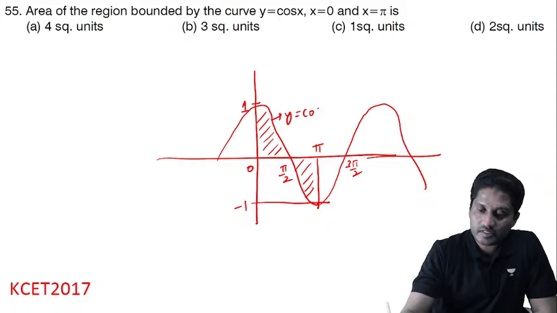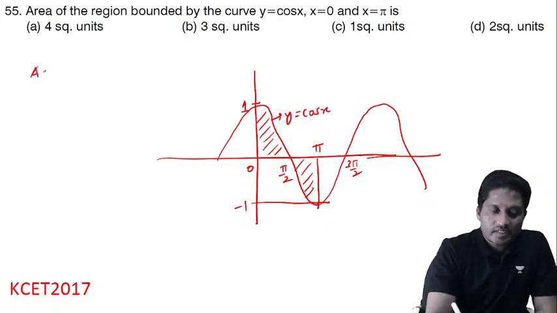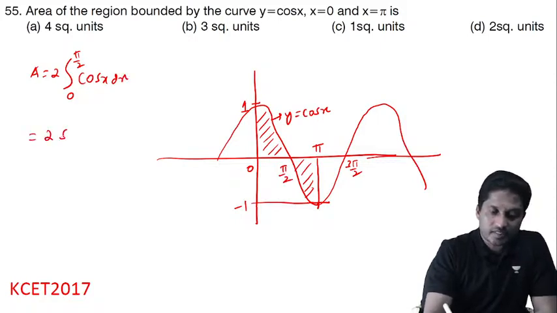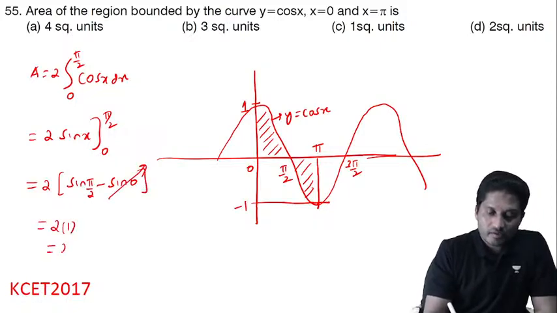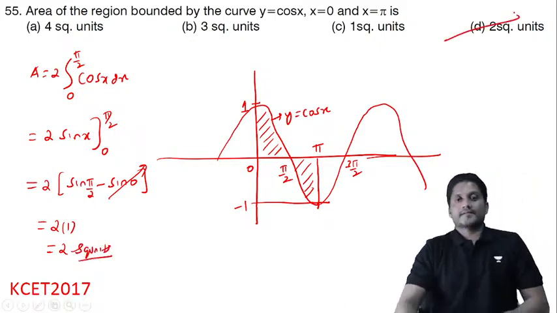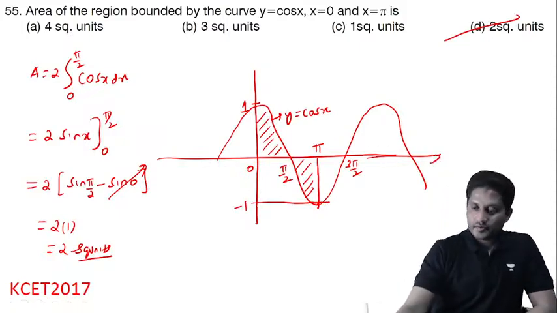Here y is equal to cos x. Area is equal to 2 times integration from 0 to pi by 2 of cos x dx. Right, now integration of cos x is sin x, between the limits 0 to pi by 2. Upper limit is sin pi by 2, lower limit is sin 0. Sin 0 will be 0 only. Sin 90 is 1. 2 into 1 is equal to 2. Area is 2 square units. Answer is option D, guys. Right, let's move to the next question.